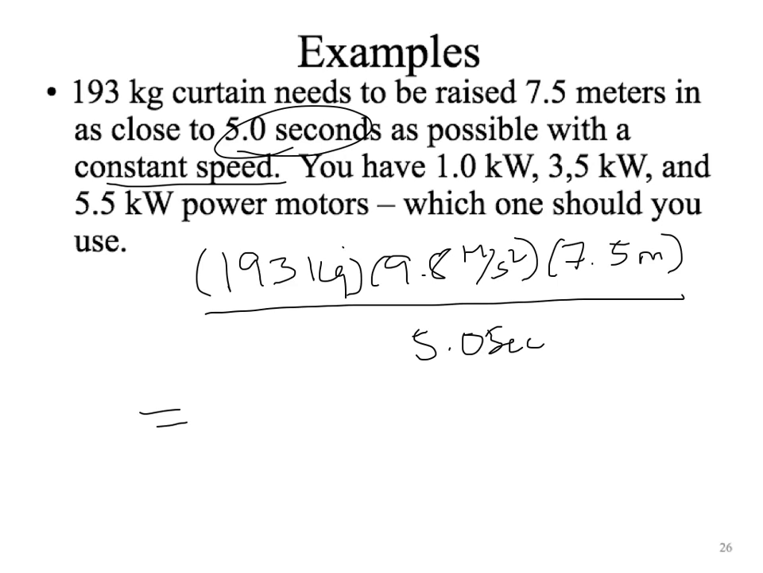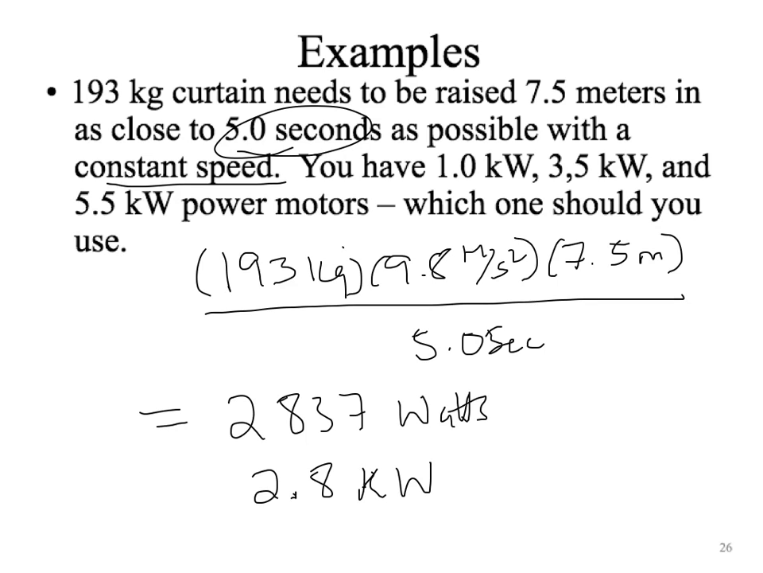So when you calculate this, you're going to come up with 2,837 watts. Now, of course, a kilowatt is 1,000 watts, so we're looking at 2.8 kilowatts. So if I had to choose a curtain motor, it'd probably be that power motor to raise the curtain up, because you don't want to go too fast, you don't want it to go slow, you want just that timing right there. So probably I would choose that. A little more powerful than I need, but good enough.